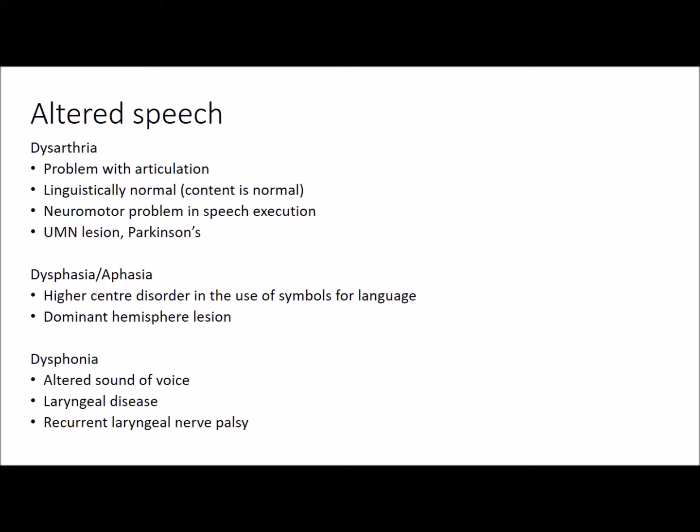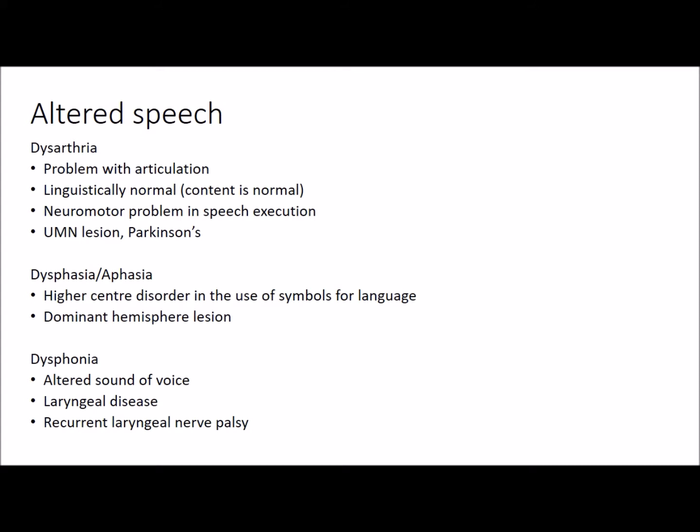To start off with, I'm just going to talk a little bit about altered speech. It's really important to understand these definitions. So we have dysarthria as the first one, and that's really a problem with articulation. The content of what the person's saying is linguistically normal, and basically it's a neuromotor problem in speech execution. That's something that you can get with an upper motor neuron lesion, or some patients with Parkinson's will also have dysarthria.